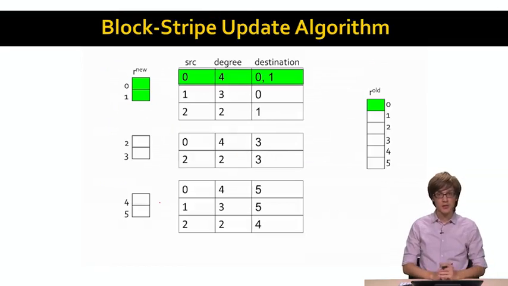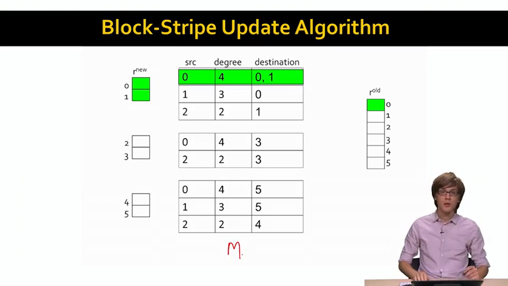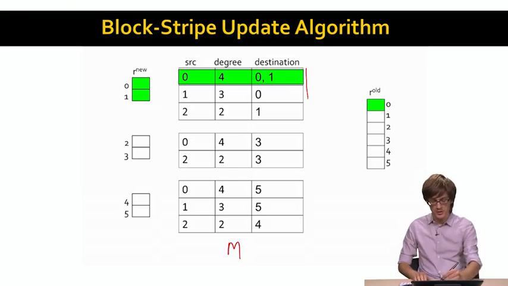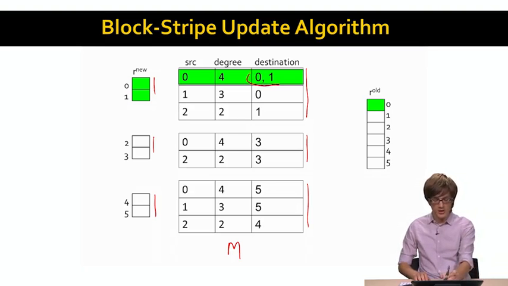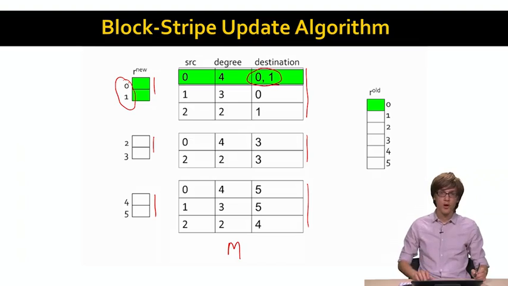And the way to pre-process M is what is called the block stripe update algorithm. So what we did is that we took the matrix M and we pre-processed it into these chunks that correspond actually to the chunks of R new. And the idea is the following, right? So for every chunk of matrix M, we only store the destination edges that have destinations in our block, in the corresponding block of the R new vector, right?